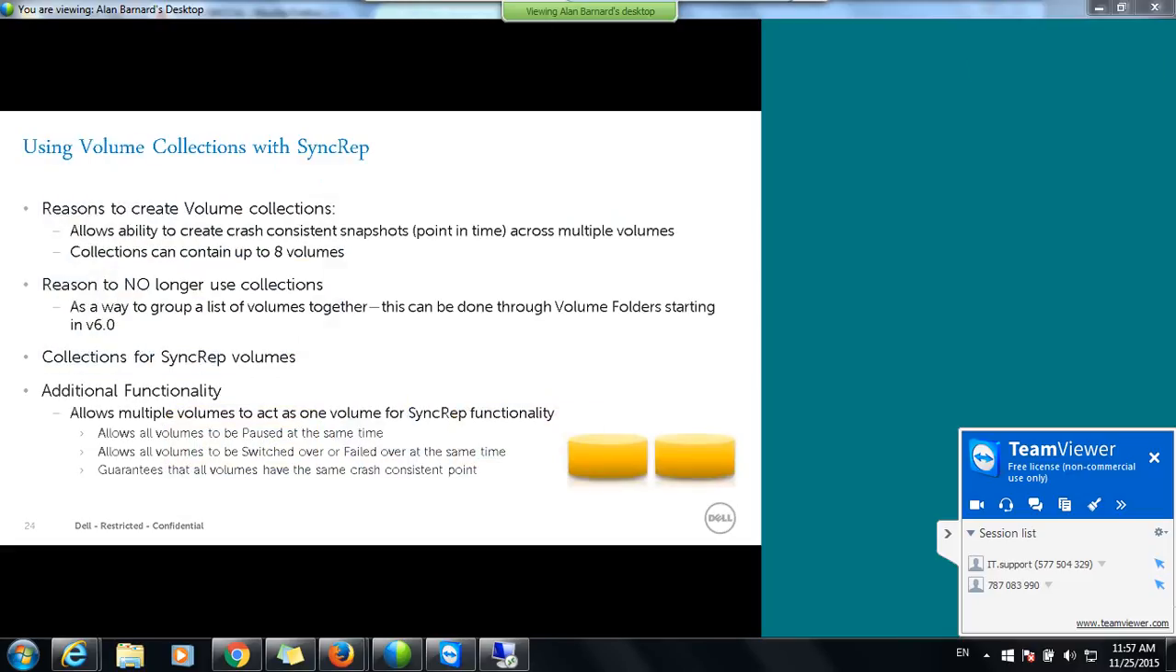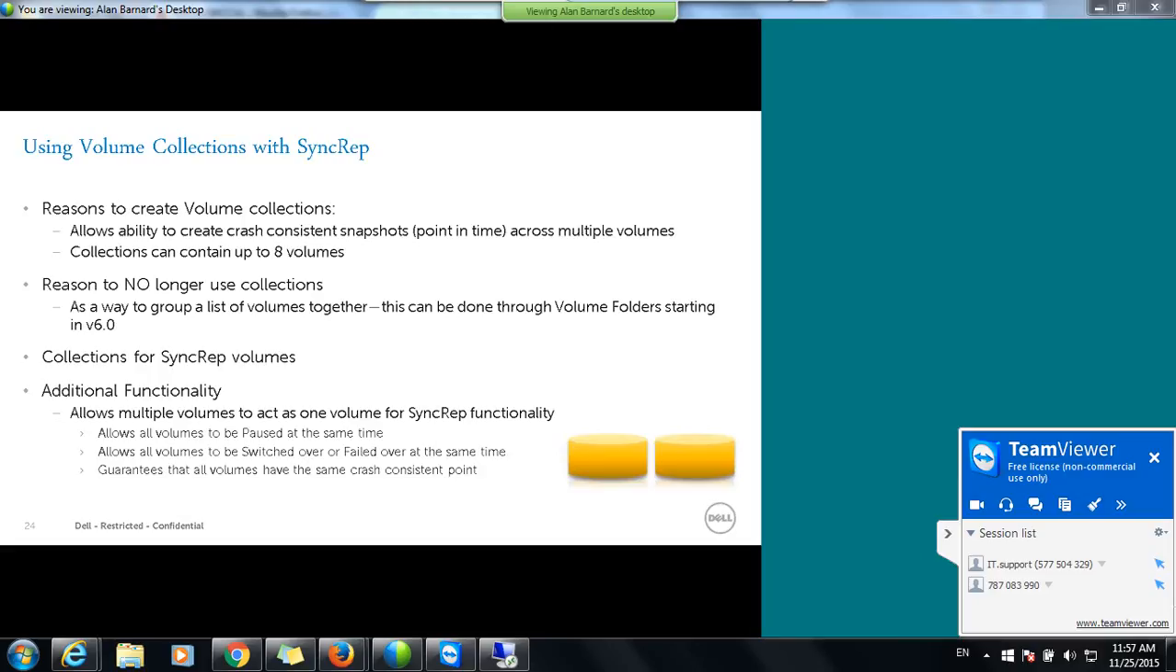Now we talk about sync rep collection. This is typical, no difference with a volume collection. It allows the ability to create crash consistent snapshots across multiple volumes. For example, if you have an Exchange server and you want crash consistency between your log files and your database files, because those are stored in two different volumes, that means you need to create a volume collection.